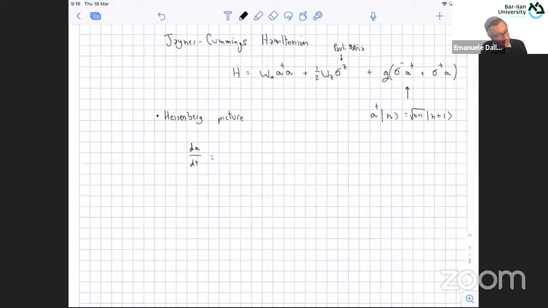And the time derivative is given by something like i times the commutator of H and A. So the commutator between the Hamiltonian and the operator gives you the time evolution of that operator. I hope I get it right with the minus. It doesn't really matter. Actually, I think there is a minus here, if I'm not mistaken.